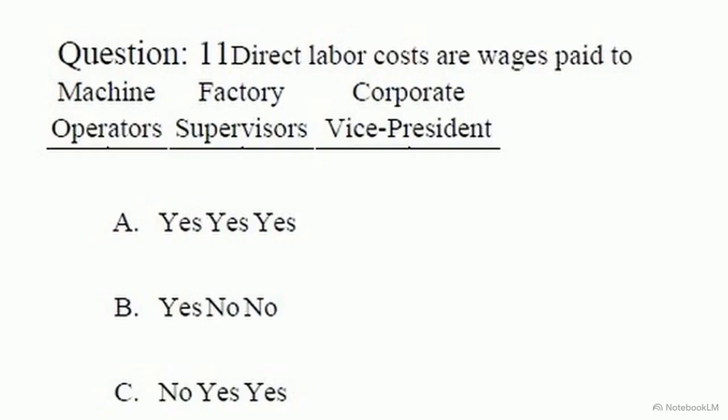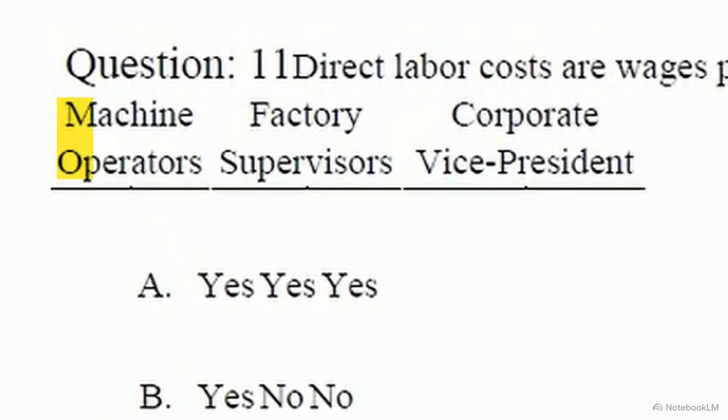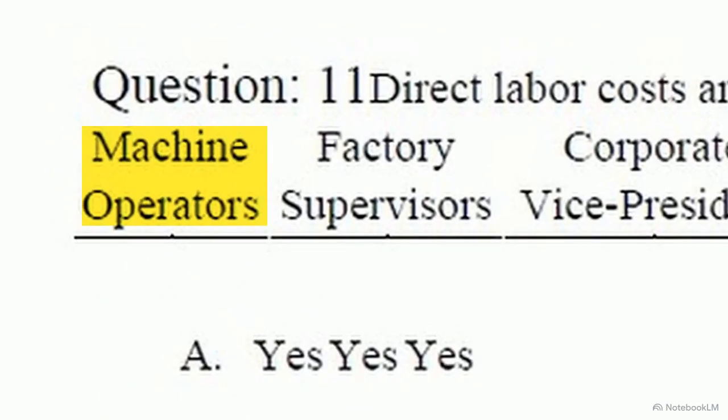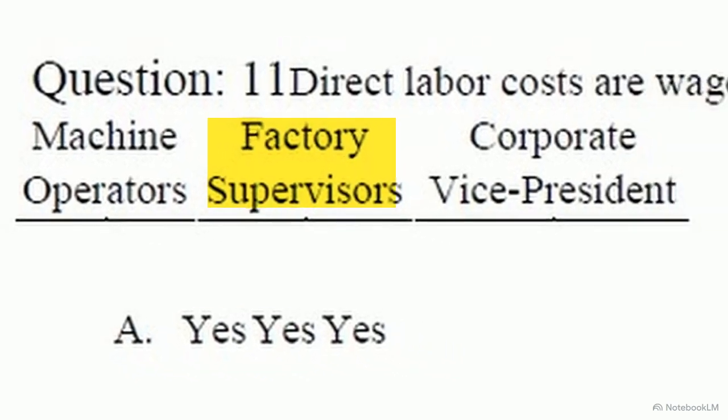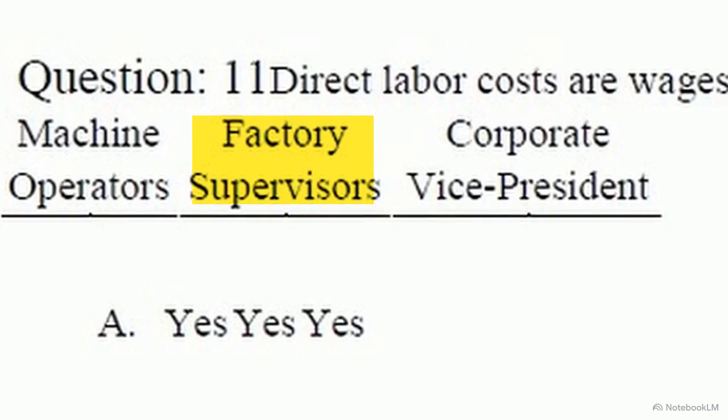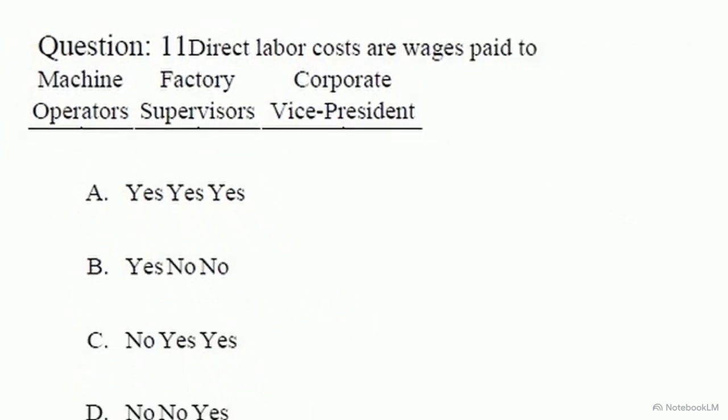Applying these rules to the initial question allows us to classify each role with precision. Machine operators physically assemble the product, making their wages directly traceable. They are direct labor. Because they are direct labor, they are a product cost. The classification is yes. Factory supervisors work in the plant, but their oversight is an indirect cost that cannot be traced to a single unit. They fall under manufacturing overhead, meaning they are not direct labor.